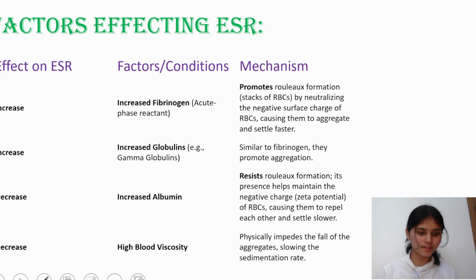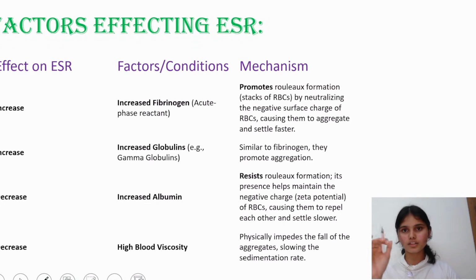Okay, so what are the factors where the ESR would decrease? Decreased ESR means decreased rouleaux formation. It decreases in case of increased albumin. Albumin resists rouleaux formation. It helps to maintain the negative charge. The negative charge in the RBC membrane is known as the zeta potential, and it is very well maintained by albumin. When albumin increases, it increases the negative charge or zeta potential of the RBC membrane, causing the cells to repel each other and settle even slower. Again, it decreases because of high blood viscosity.